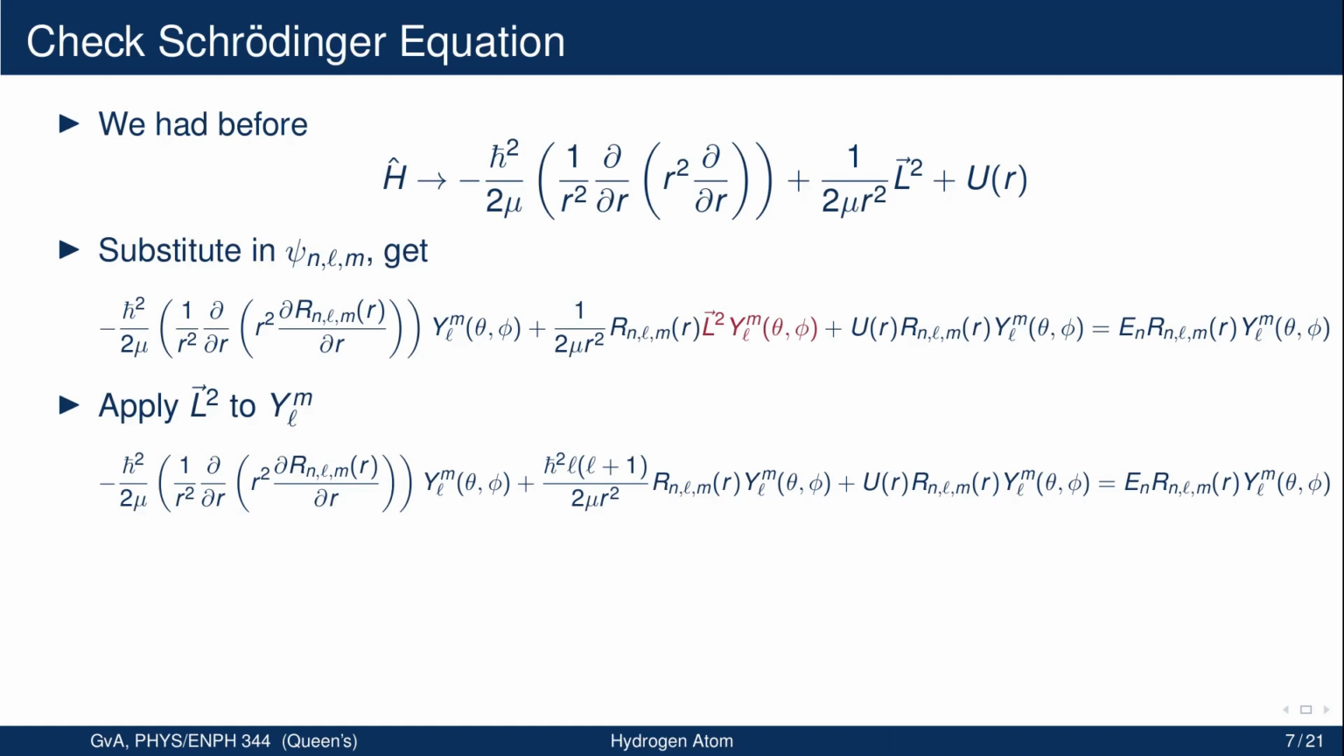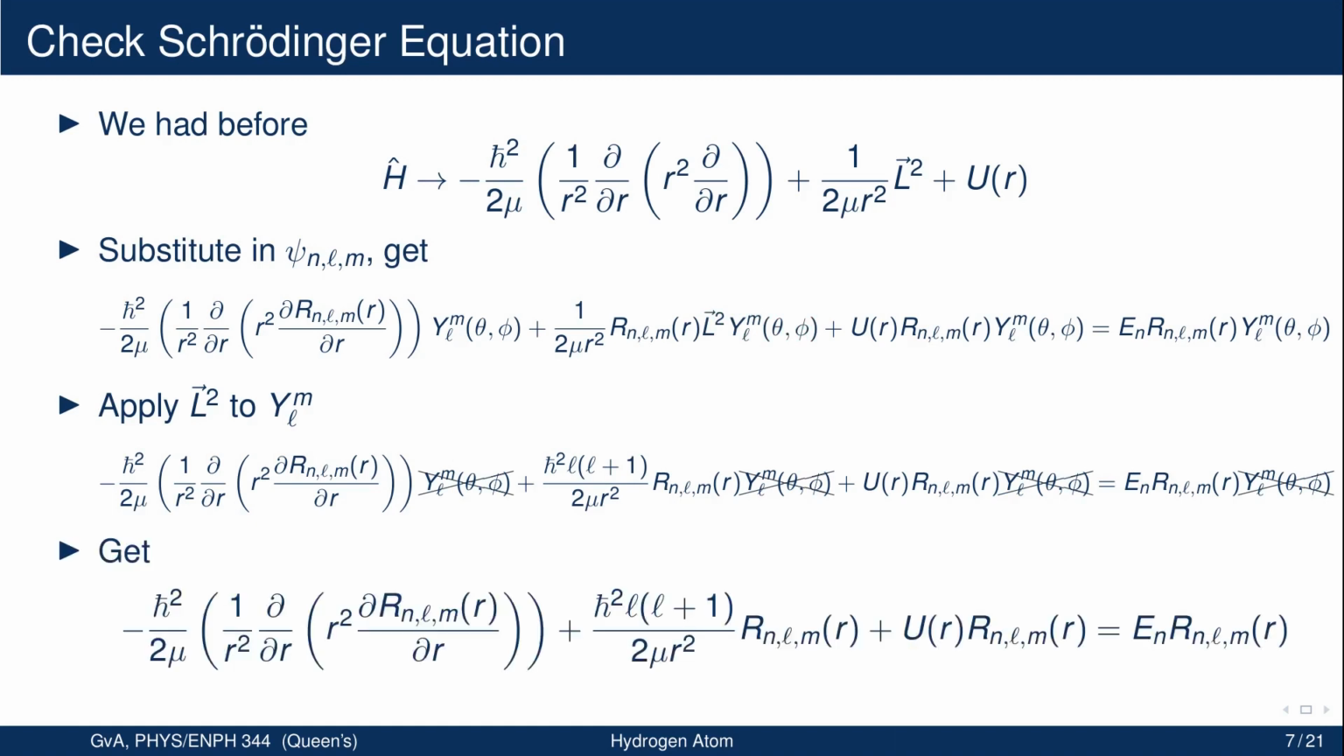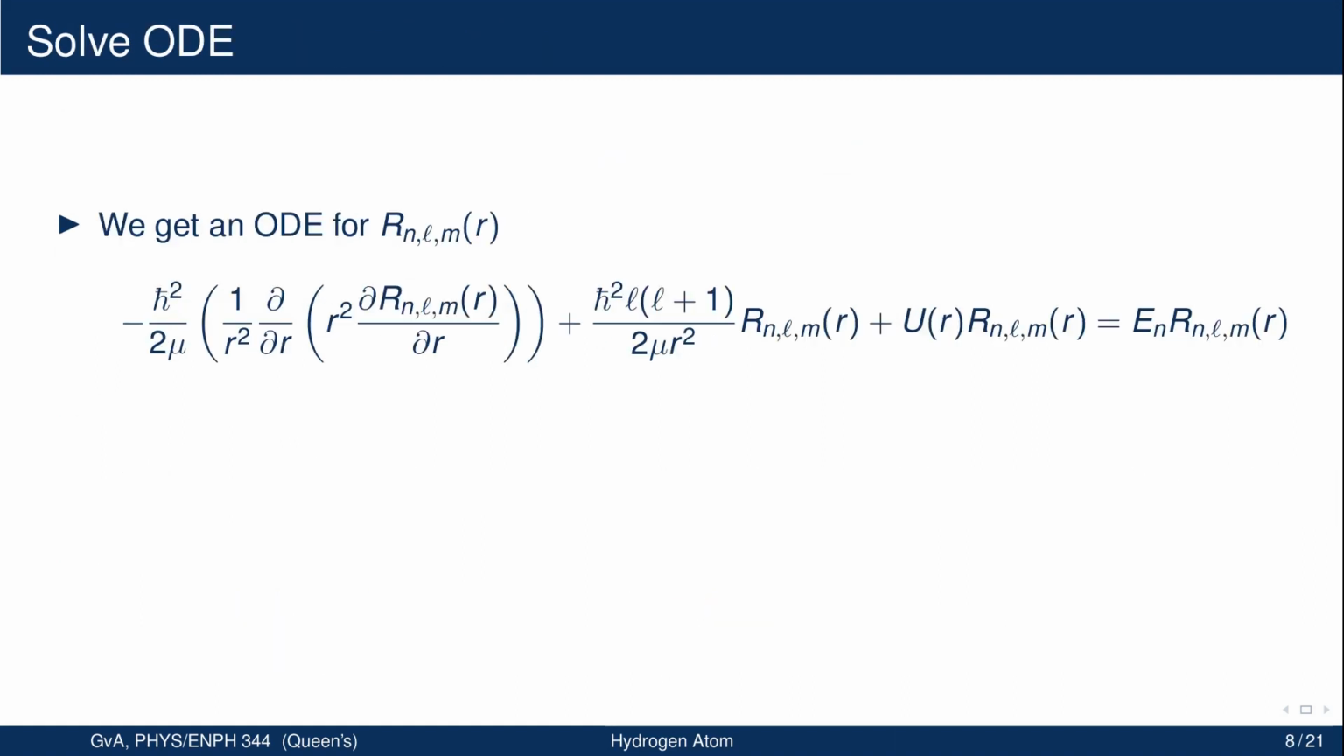The next thing we can notice here is that the spherical harmonics are a common factor in all of the terms of our Schrödinger equation, allowing us to cancel them out. When we cancel them out, we get a simplified Schrödinger equation that involves only the radial function capital R and radial derivatives that looks like this. By making the substitution for the form of the spherical harmonics that we found, we get an ordinary differential equation for this function capital R.